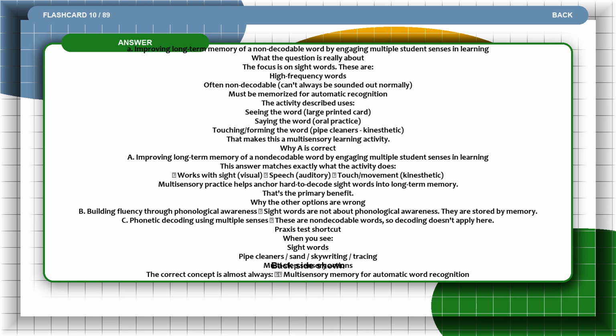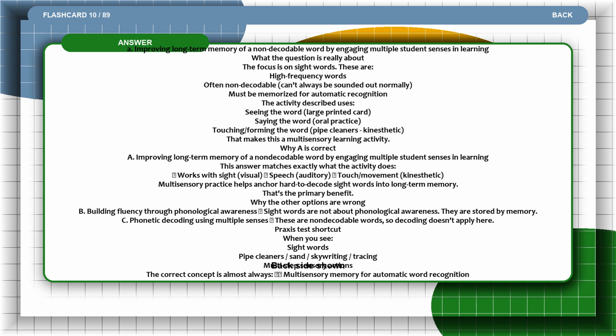Why is A correct? Improving long-term memory of a non-decodable word by engaging multiple student senses in learning. This answer matches exactly what the activity does. Check mark: works with sight, visual. Check mark: speech, auditory. Check mark: touch and movement, kinesthetic. Multisensory practice helps anchor hard-to-decode sight words into long-term memory. That's the primary benefit. Why the other options are wrong.